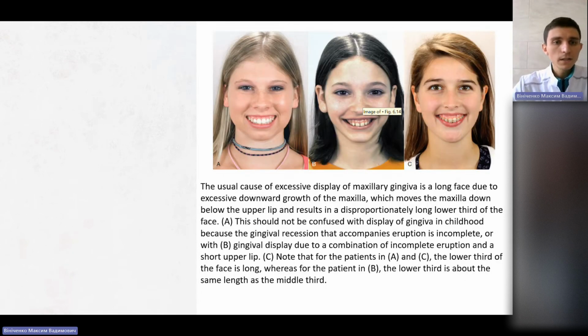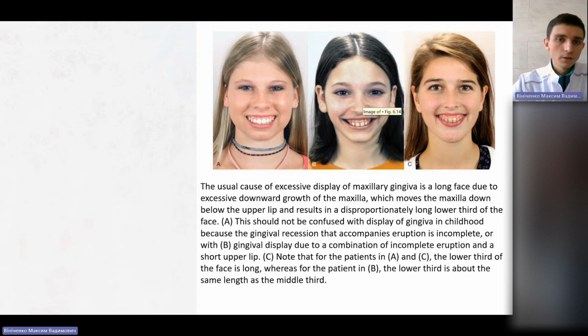The usual cause of excessive display of maxillary gingiva is a long face due to excessive downward growth of the maxilla. Downward growth of the maxilla. If we see a patient with a gum smile, as you could see here, it is called a gum smile. If the patient has a gum smile, in most cases the maxillary has a rotation. As you see, it's a clockwise rotation. So it's abnormal growth of the maxilla.